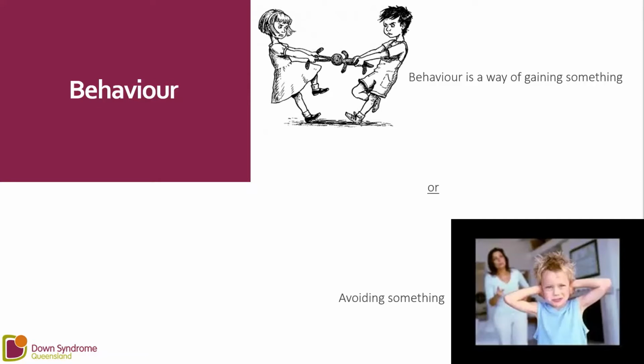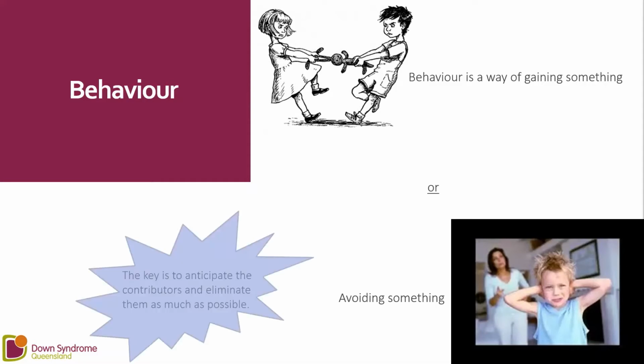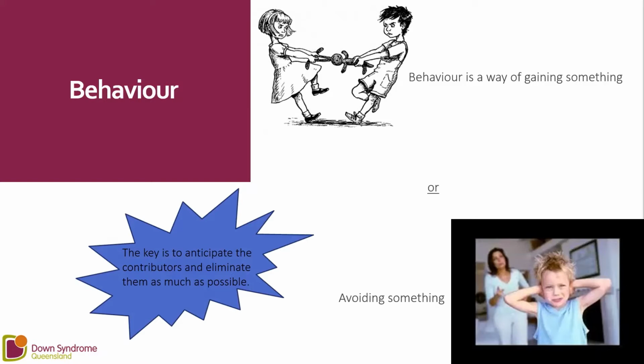You might know that a certain student finds writing challenging and often acts out when it's time to do the daily journal entry. So preempt those sorts of things and offer journal entry through pictures or through using talk to text on an iPad. The key is to anticipate the contributors and eliminate them as much as possible.